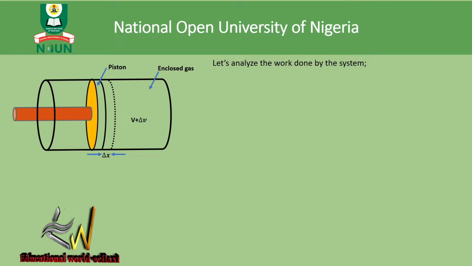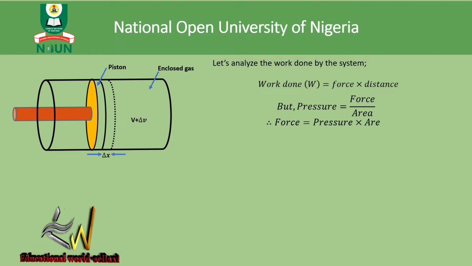So analyzing work done, from physics, we know the formula for work done, right? So we already know that work done is equal to force times the distance. Now let us go ahead and break down this work done. But before we do that, we know that pressure is equal to force over area. Therefore, we can say that force is equal to pressure times area.